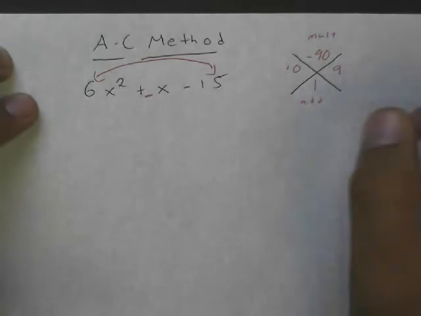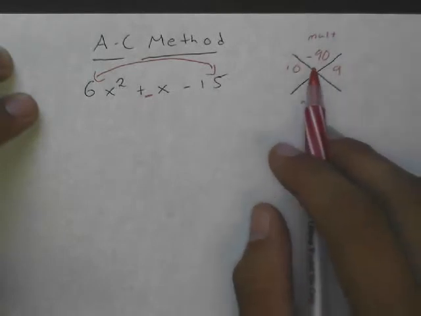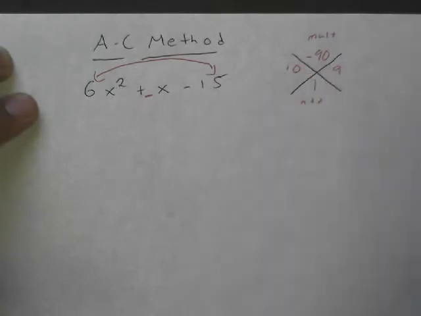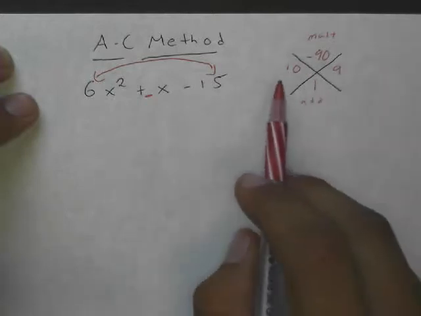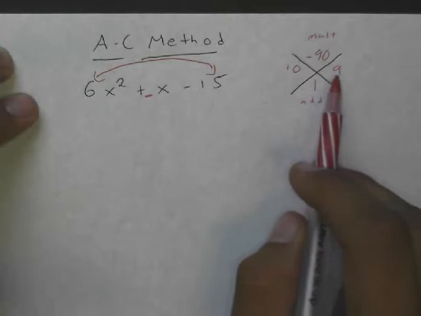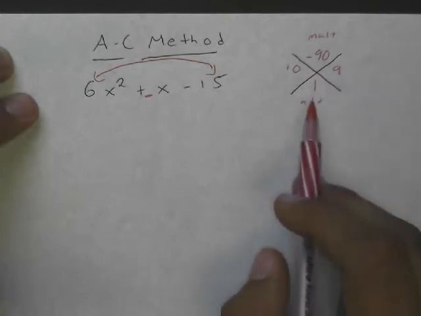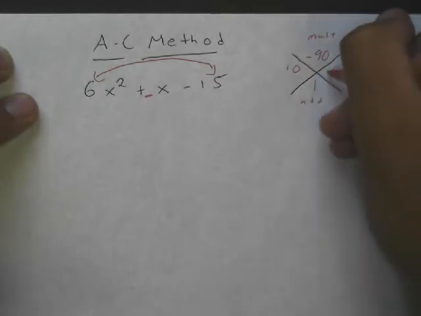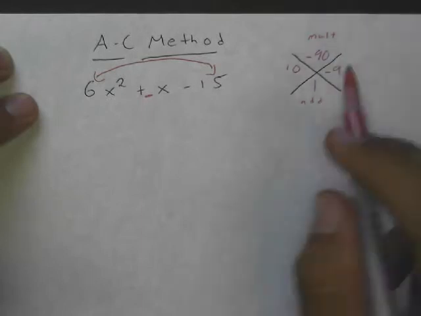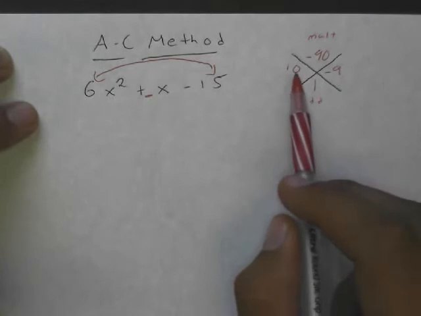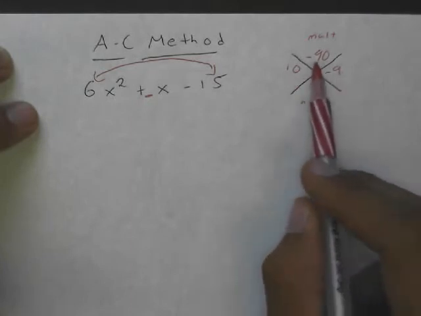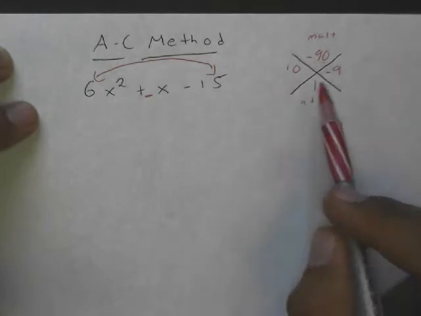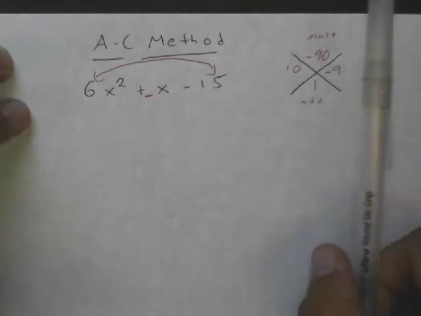Now, what about the signs? Because they have to multiply to negative 90, one of these signs is going to have to be a negative. Well, if I made that a negative 10 and that a positive 9, it would not add to positive 1. So once I figure this out, I realize that this has to be a negative 9. Again, 10 times negative 9 is negative 90. 10 plus negative 9 is 1.